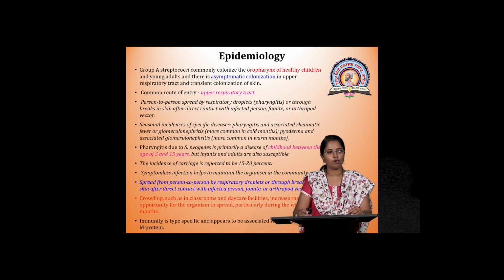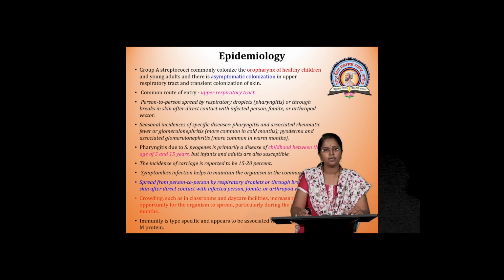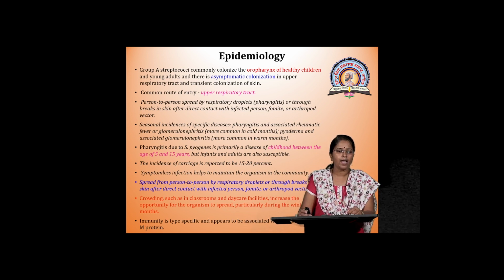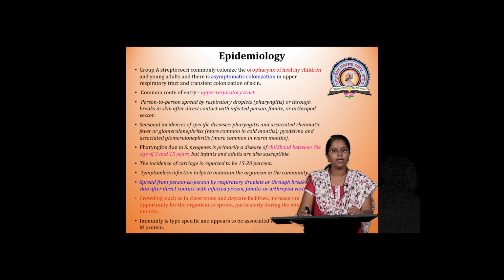If we see the epidemiology of the group A streptococci, they are commonly colonized in the oropharynx of healthy children and young adults, with asymptomatic colonization in the upper respiratory tract and transient colonization of the skin. Sometimes in healthy children colonization with this bacteria occurs, but when the immunity is strong, infection will not occur. But if the immunity goes down or an immune compromised condition occurs, this asymptomatic colonization becomes active and the bacteria will cause the infection.